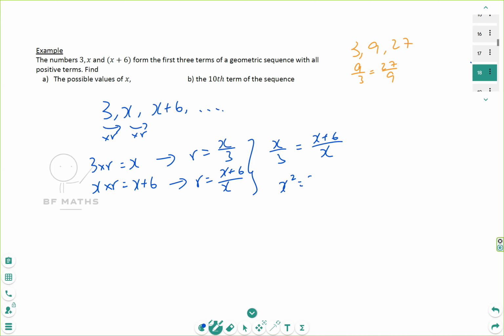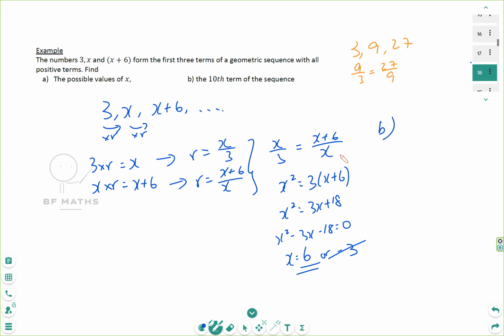So x squared equals 3 bracket x plus 6. So x squared equals 3x plus 18. x squared minus 3x minus 18 equals 0. Solve for x, put it in the calculator. You should get x equals 6 or minus 3. They did tell you that all the terms are positive, therefore x cannot be minus 3. So x equals 6 is the only possible value.